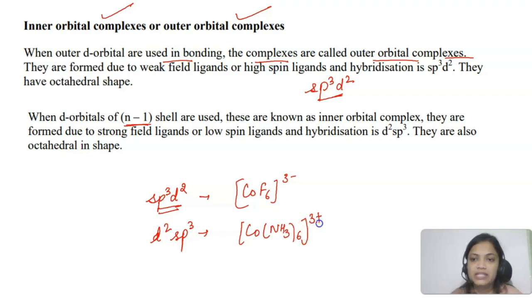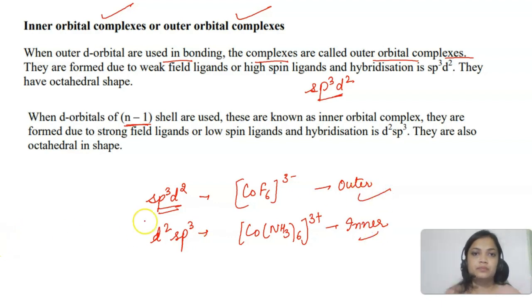[Co(NH3)6]3+, so that will be your inner orbital complex. So this is the outer orbital complex, and this is the inner. So d orbitals की participation के ऊपर ये depend करता है.